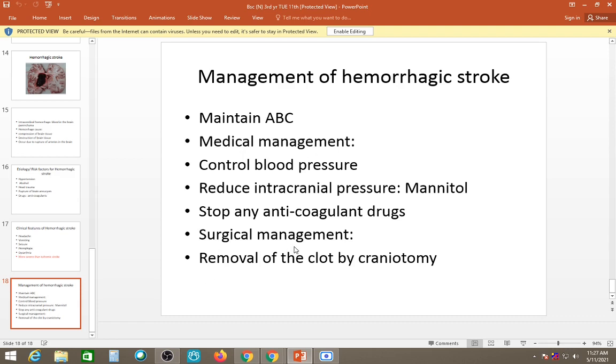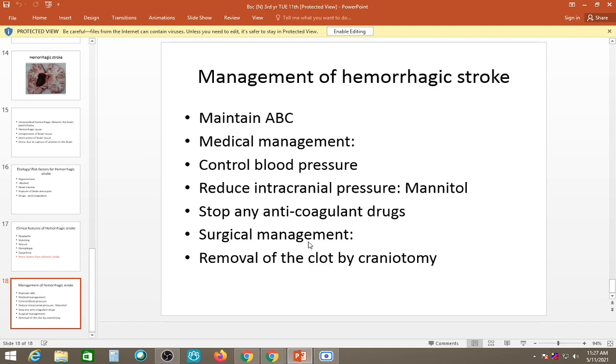Number one is the medical management. Number two, surgical management. In the medical management, you have to control the blood pressure so that the bleeding doesn't occur more. You have to reduce the intracranial pressure by giving drugs like mannitol. And you have to stop any anticoagulant medications which are causing the bleeding. Stop those medications so that this bleeding stops.